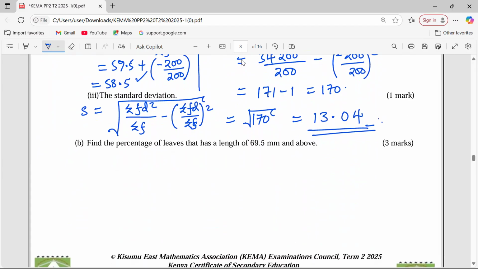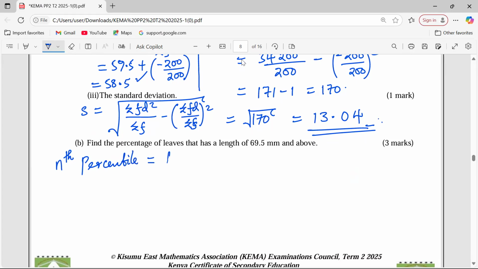We proceed now to part B. Find the percentage of leaves that has a length of 69.5 millimeters and above. Mark the word "and above." So we are going now to use percentiles. And it is good for you to know that the formula for percentiles is usually given as a given percentile. Let's say nth percentile.